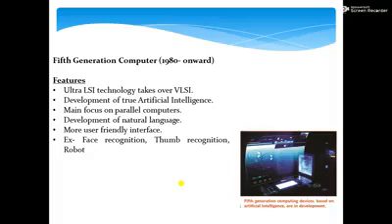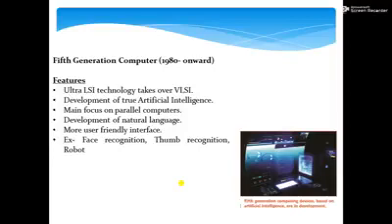A natural language is any language that has evolved naturally in humans. And the last one is more user friendly interface. User friendly describes a hardware device or software interface that is easy to use. It is friendly to the user, meaning it is not difficult to learn or understand. Face recognition, thumb recognition, robot are the examples of fifth generation of computer.